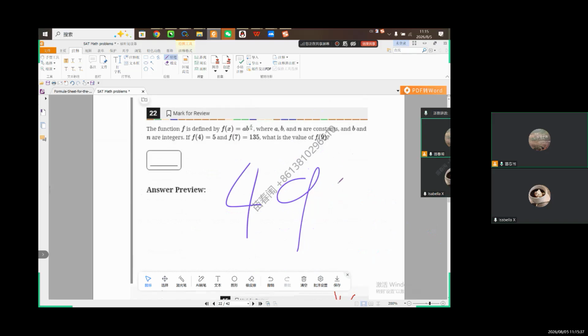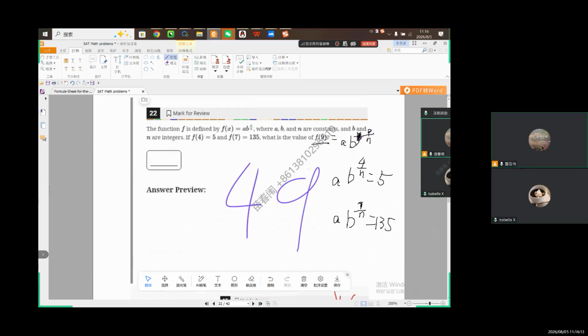So A times B to the 4 over N is 5, right? And then I tried to do a bunch of log stuff, so A times B to the 7 over N is 135. But that didn't really get me anywhere. And what they want is A times B to the 9 over N, right? 9 over N.